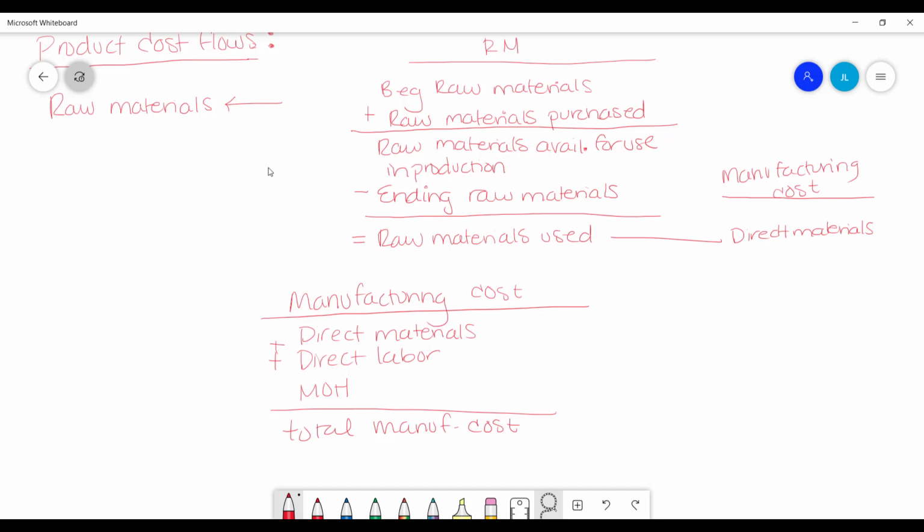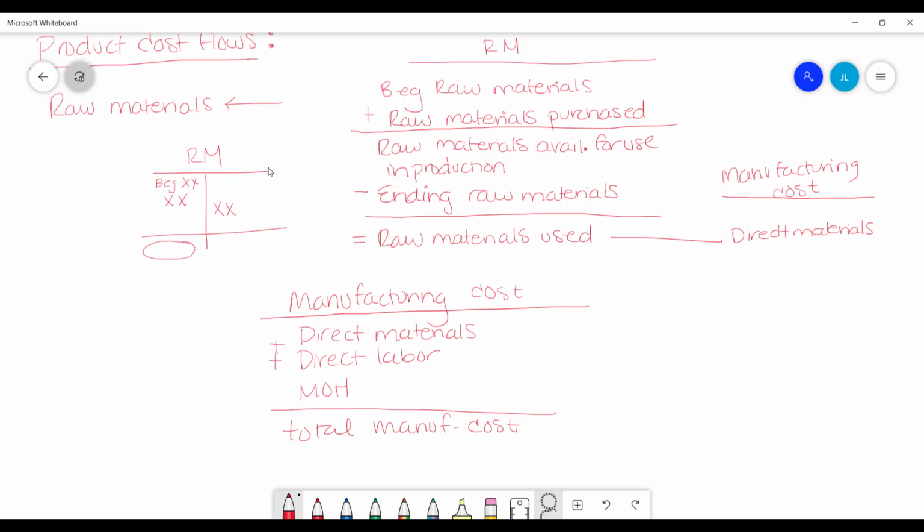And really for this plus and minus for raw materials, you're really just trying to visualize that T account, right? We have the beginning amount here. Any purchases are debited to that account. And anytime we use raw materials, they're credited, and that leaves us with an ending balance.